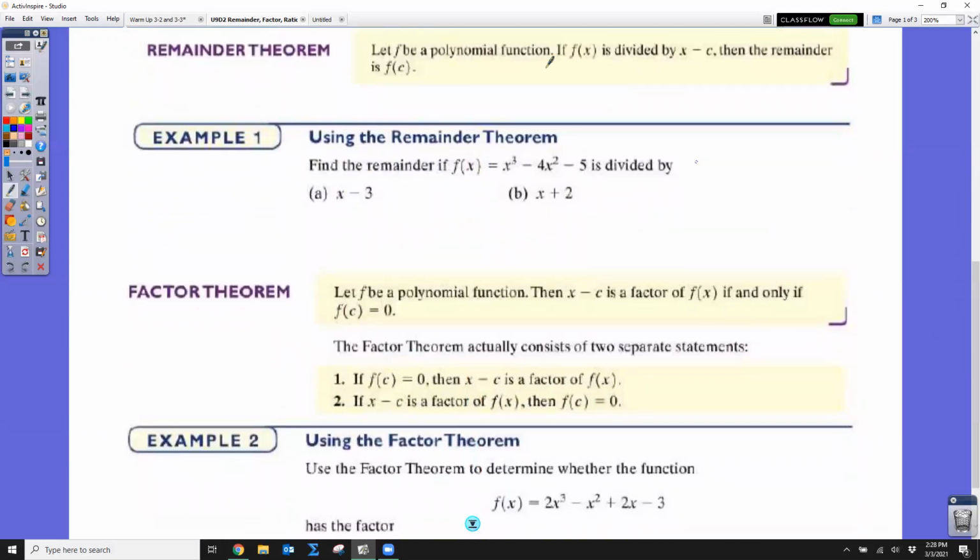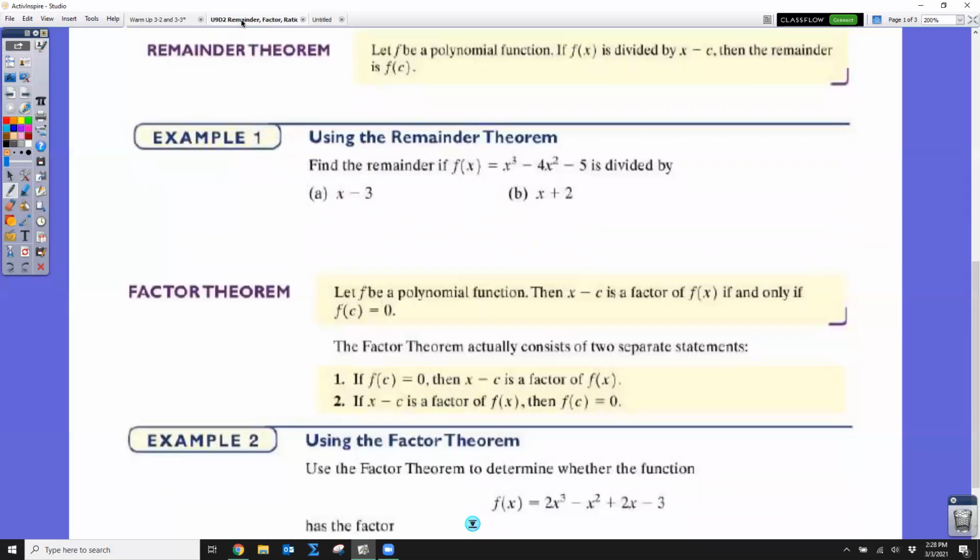Okay, and if you have a polynomial function and you divide that function by x minus c, then the remainder is always f of c. All right, so right here in example 1, here's our polynomial. We're going to divide it by x minus 3, and then we're also going to divide it by x plus 2. Okay, so this is a good opportunity for me to do the other part of division that we typically run into. We have long division, but we can also do synthetic division. So we're having x minus 3 right here. That's what we're dividing by.